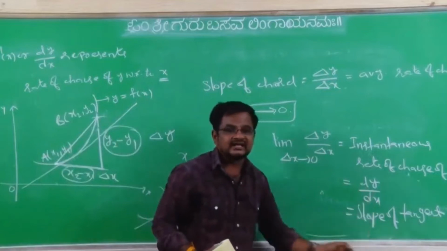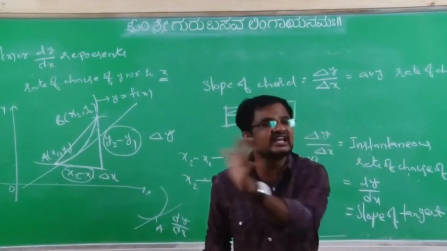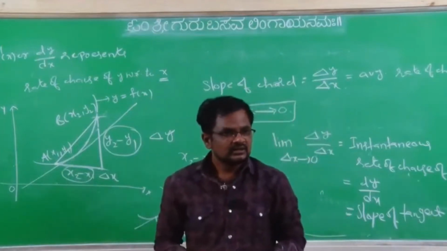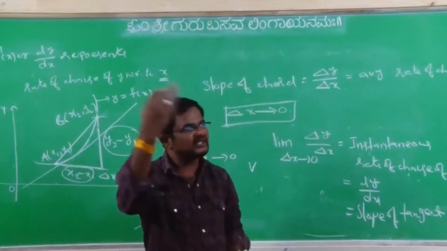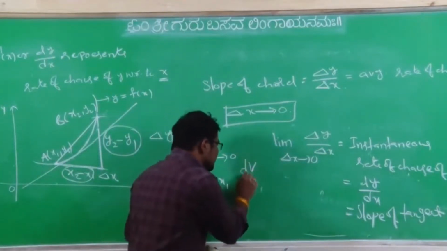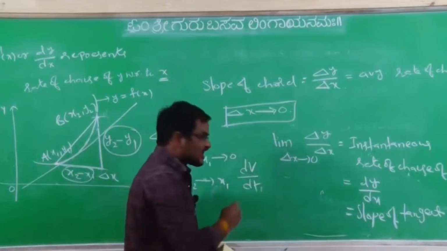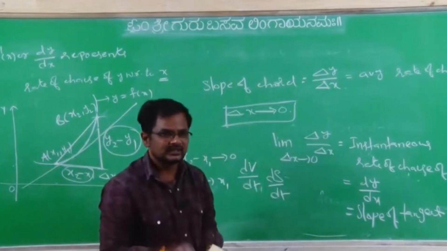Now onwards, rate of change of y means dy by dx, with respect to whatever they have given. Suppose volume is given with respect to time or with respect to another parameter, whatever it may be. With respect to time, the rate of change of volume is dV by dt. Surface area given, dS by dt with respect to time. Right?